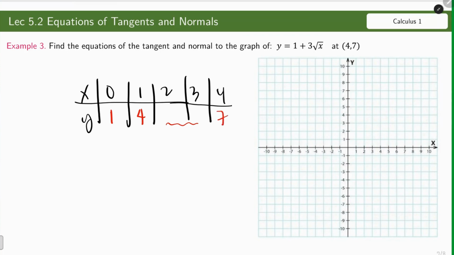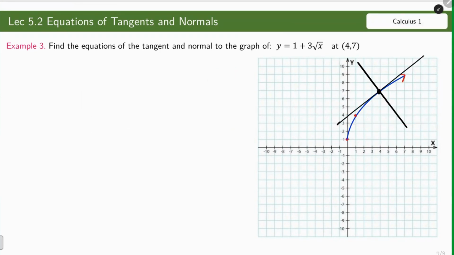So this is our point of tangency. When we draw it, we have 0, 1, and then we have 1, 4, and then we have 4, 7. Okay, let's trace it. So this is how it looks like. A smooth curve, half parabola. Okay, there you go.